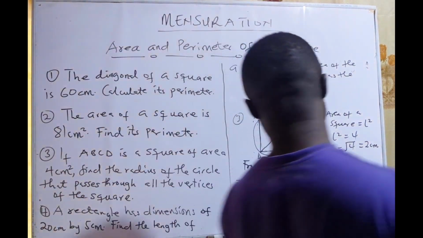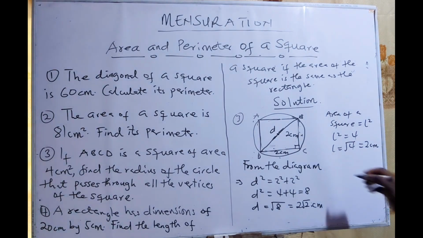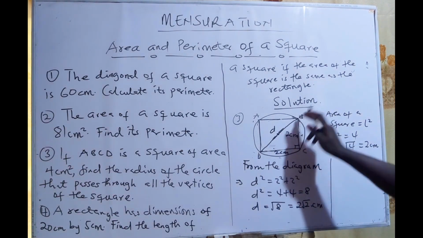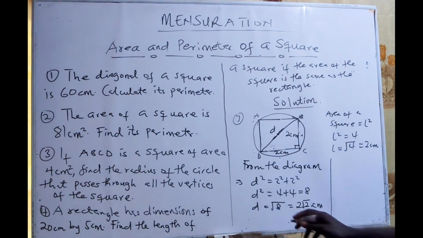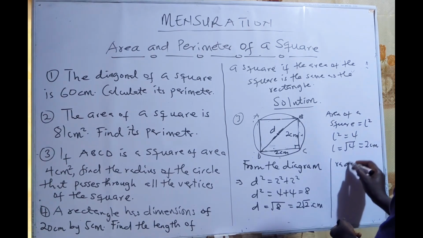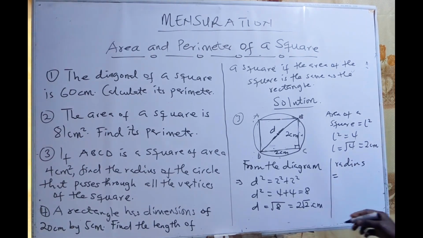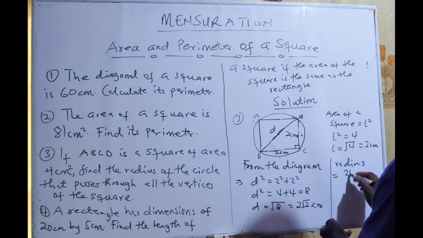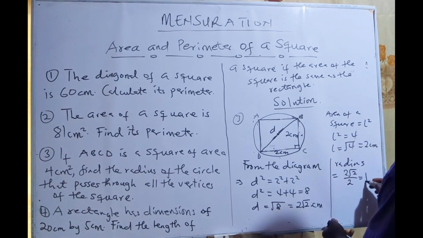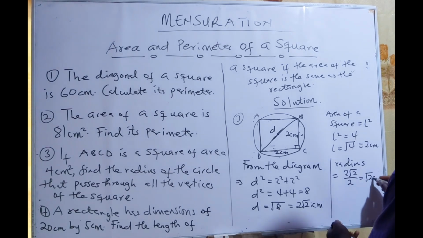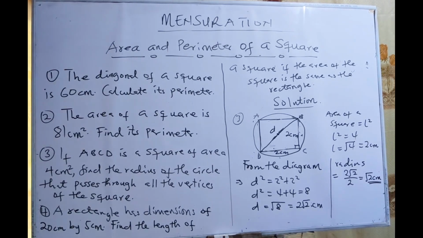So this is my diameter. I've gotten the diameter, which is the same as the diagonal of the square, as 2 root 2. Therefore, the radius, you know the radius is half of the diameter. So 2 root 2 divided by 2, and that will give me root 2 centimeters. So the radius of the circle will be root 2 centimeters. That will be the radius of the circle. Is that okay? That is so simple to work with.